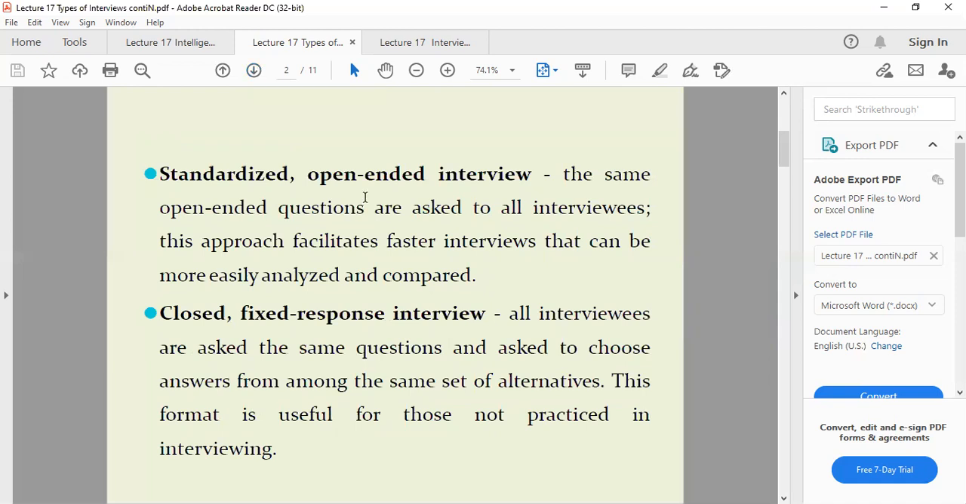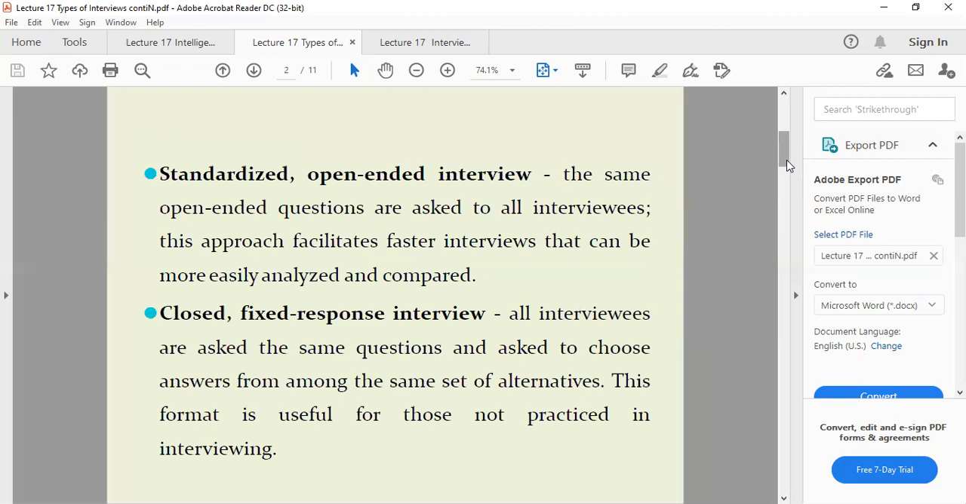Then there are standardized open-ended interviews. In these, the same open-ended questions are asked to all interviewees. This approach facilitates faster interviews that can be more easily analyzed and compared. So this one is just like questions generated, it's open-ended, so these are also more structured.